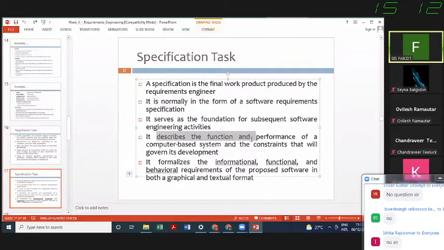It describes the function and performance of a computer-based system and the constraints, the limitations that will govern its development. So it formalizes, and we see that it becomes some kind of contract. We've also seen this: the SRS is a contract or some kind of legal binding between the client and the development team. So it formalizes the informational, functional, and behavioral requirements of the proposed software in both a graphical and textual format. A specification.